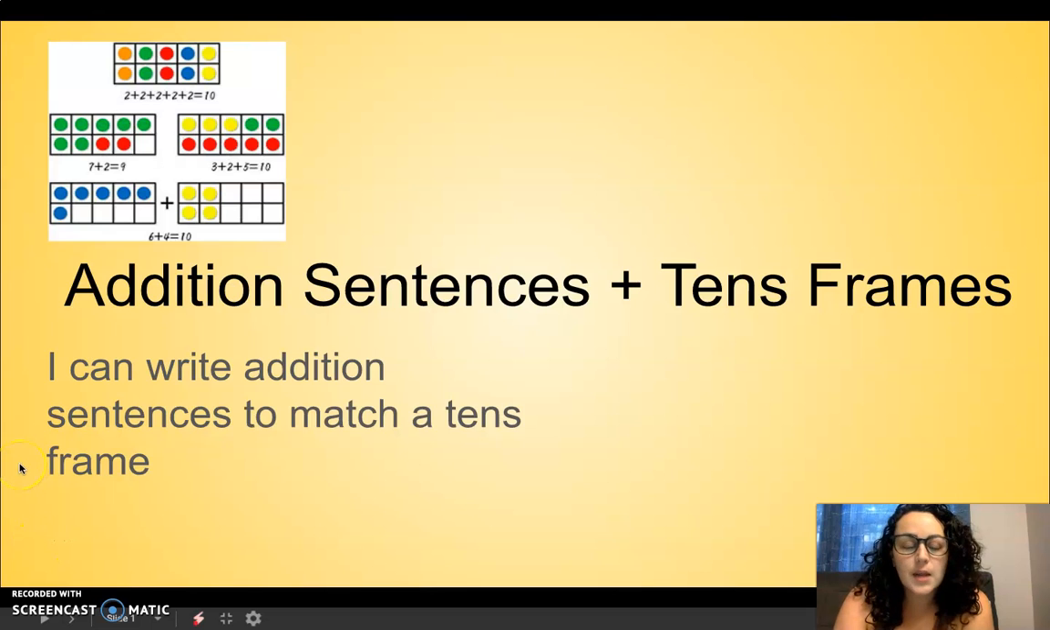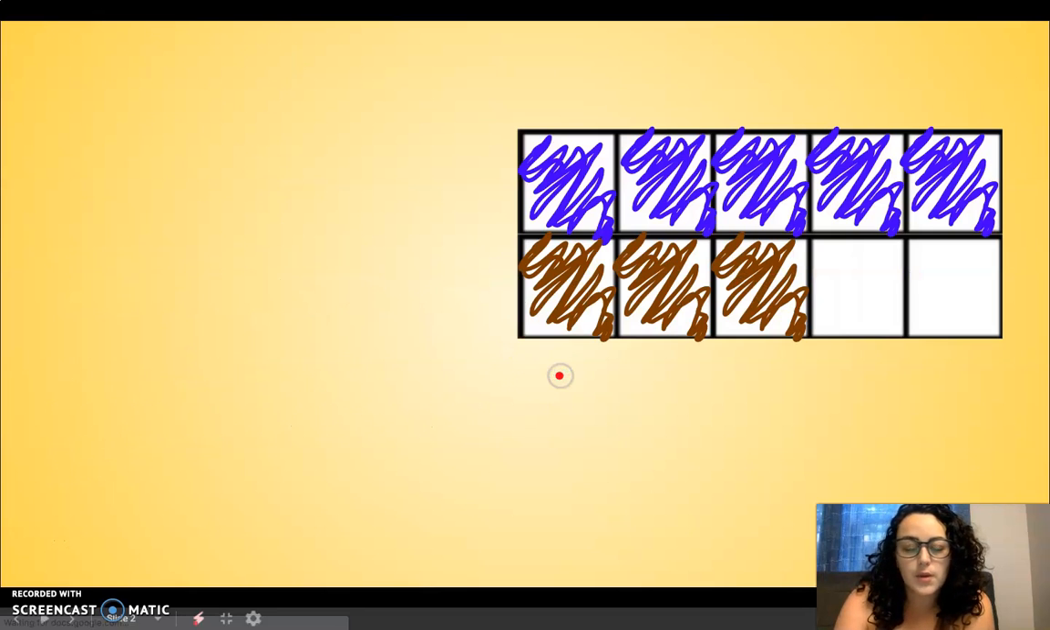Hey, my love. Today we're going to look at addition sentences. When I give you a tens frame, can you write an addition sentence? So here we go. Here's our tens frame, and I'm going to look at the parts and the whole, and then I'm just going to do the same thing with my addition sentence.